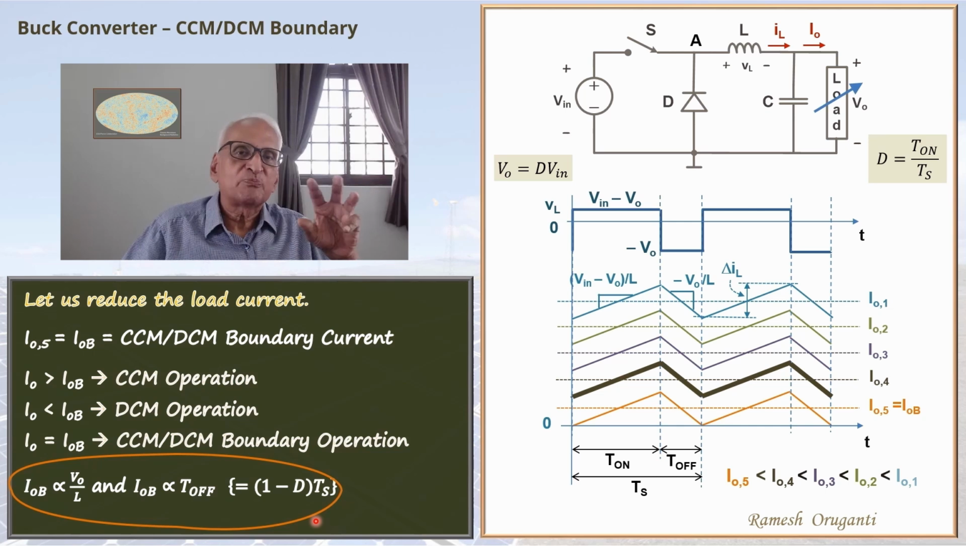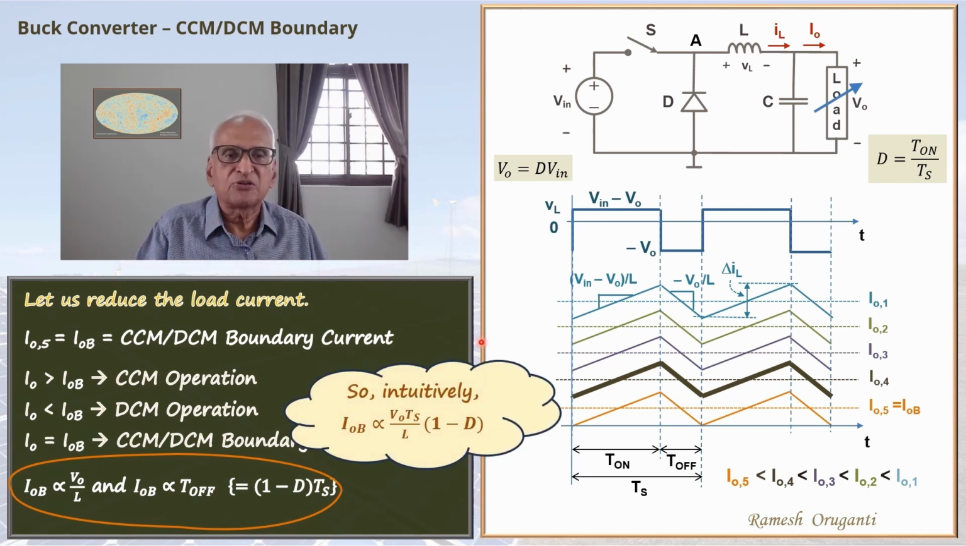IOB is influenced by the downward slope of the inductor current during the off interval, that is V0 by L. IOB is influenced by the off interval itself, which is 1 minus dTs. IOB is proportional to V0 Ts by L, 1 minus d. So now we will derive an equation for the boundary output current.